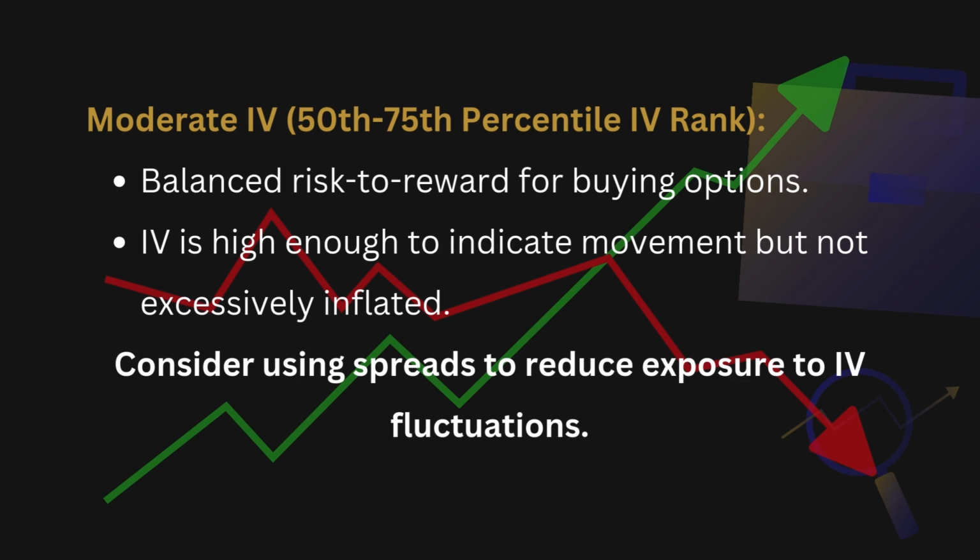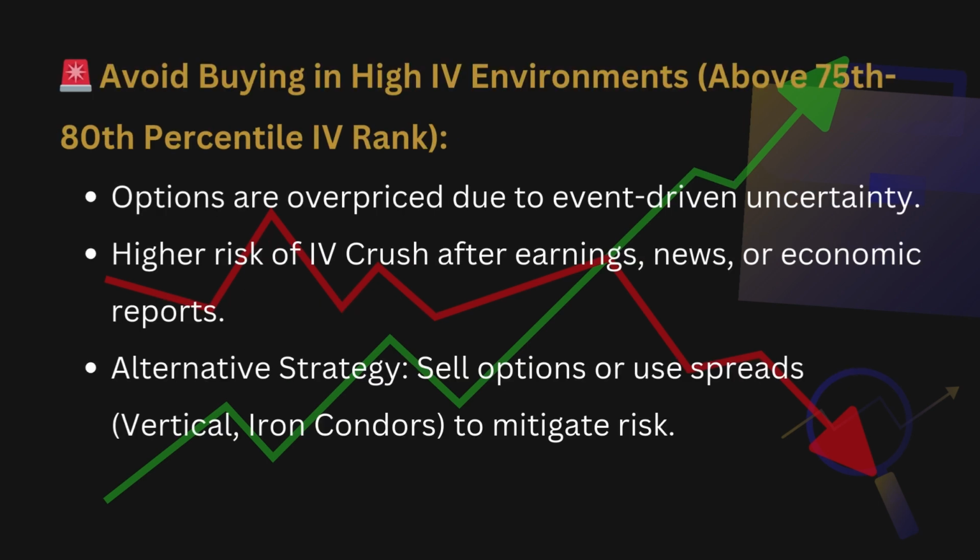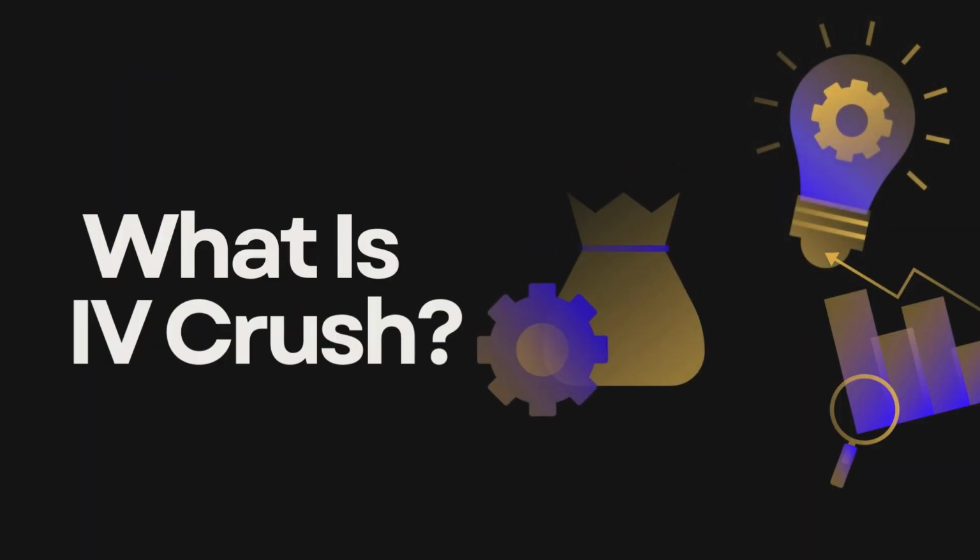When IV is low, options are cheaper. This happens when the market is stable, or after a big event has passed. The market expects minimal movement, so options lose their added premium. Understanding this concept is critical to avoid overpaying. But there's something even more dangerous: IV crush.